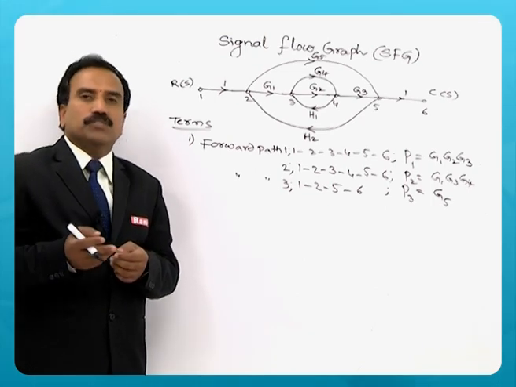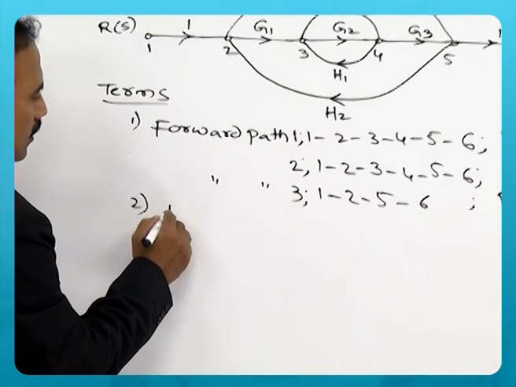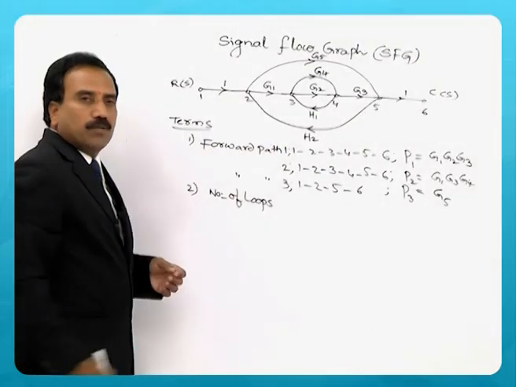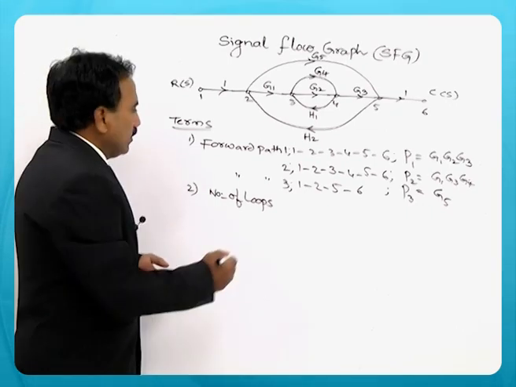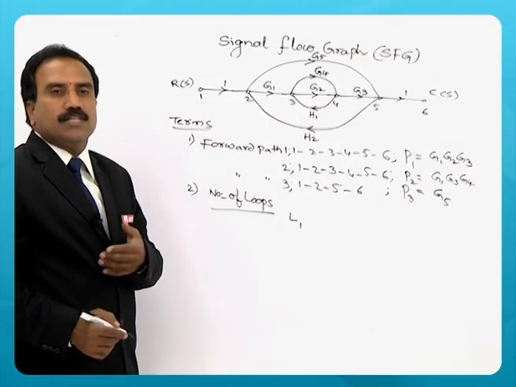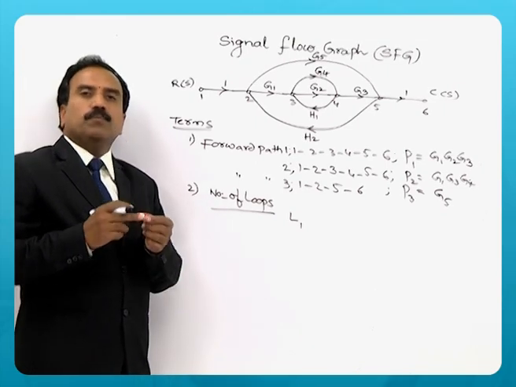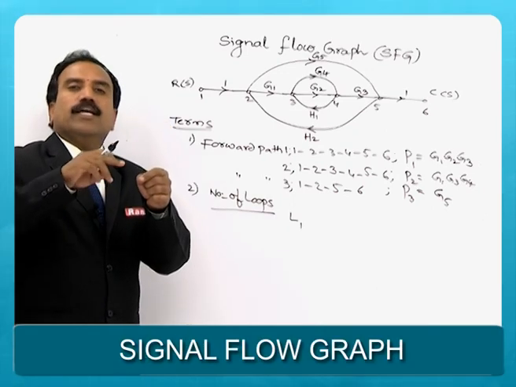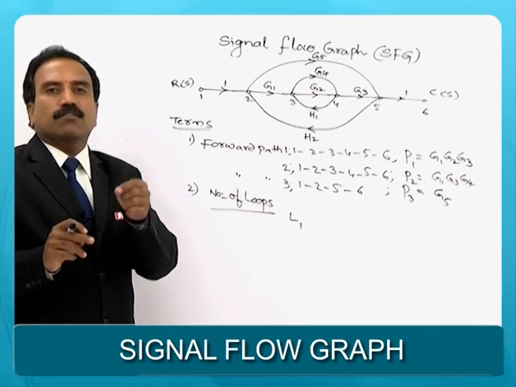Now, what other information can we find from this? The second one is the number of individual loops. That is represented by L1, L2, L3, etc. L stands for loop. So, what is meant by loop? Loop is a closed path. It starts from a node and again terminates at the same node, but no node should come more than once.